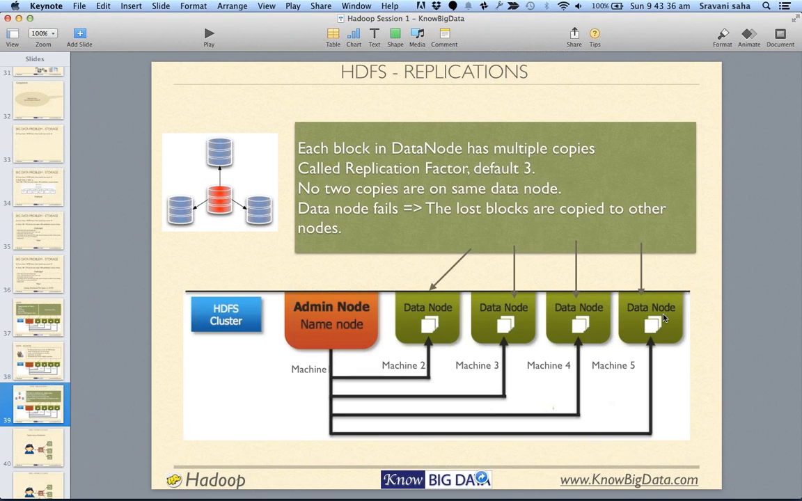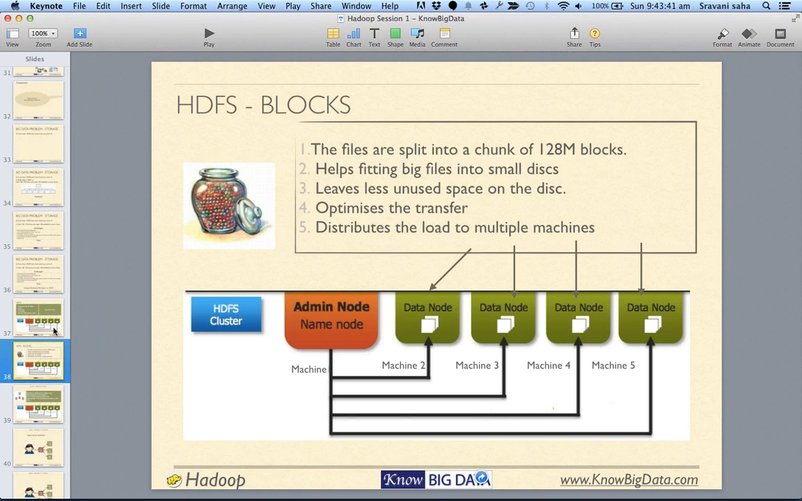All right. So Rakesh's question is whether 3 is the default. So 3 is the default number. You can decrease or increase it per file. Similarly, 128 MB is just the default value for the blocks. You can decrease or increase it.